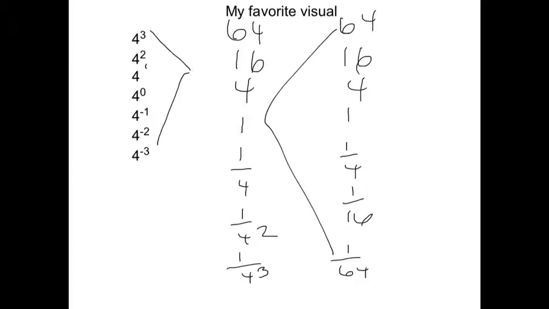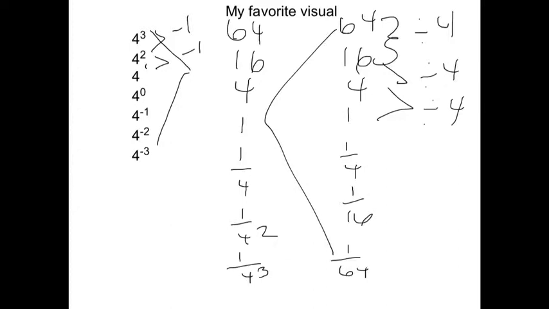As I go down 1 in exponent, so as I go from 4 to the third to 4 squared, or minus 1 from the exponent, what I am actually doing is dividing the resulting answer by the base. So 64 divided by 4 is 16. 16 divided by 4 is 4. 4 divided by 4 is 1. 1 divided by 4 is 1/4, etc. And this will work for every single number.